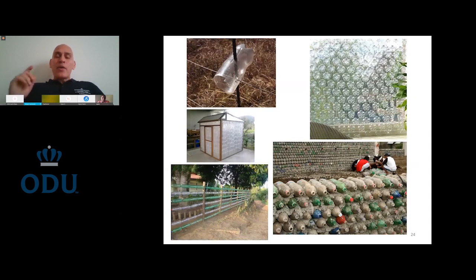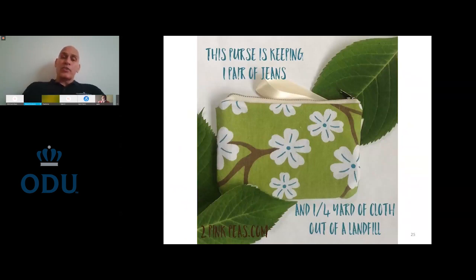Another important area with innovation is to look at what we are using as garbage, or what we are throwing away, as ways to have a more cost-effective solution. This is how people have been using plastic bottles to create art, walls, and fences in developing countries. Here at Old Dominion University, we had a student who was repurposing jeans to create clothes.